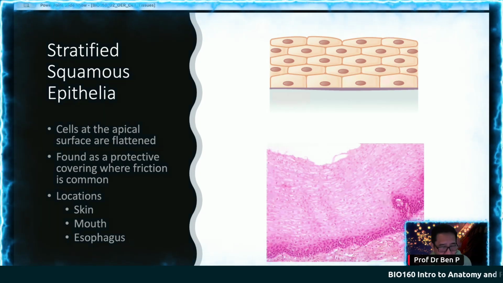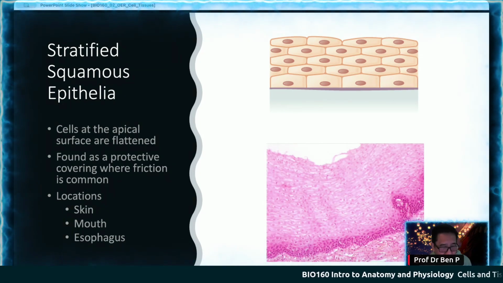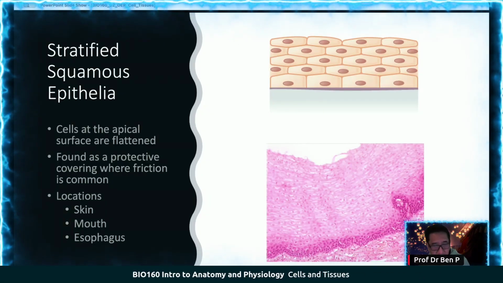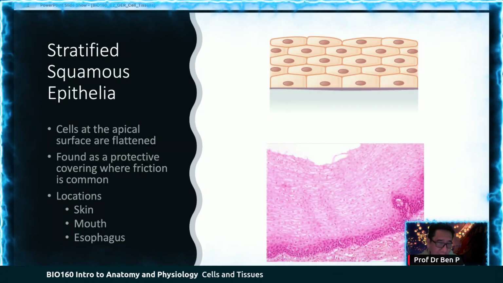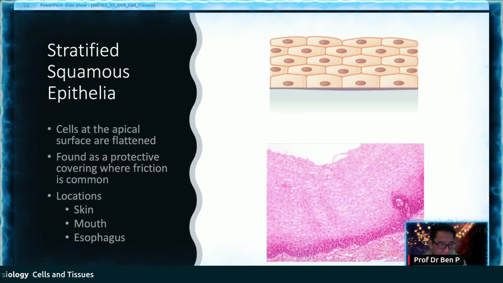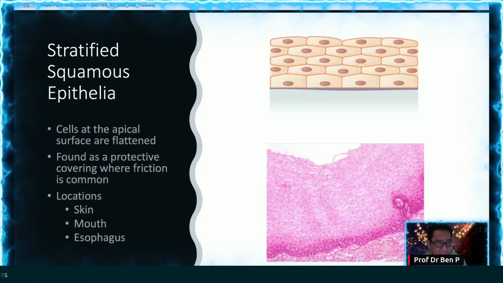Stratified squamous, this is usually on your skin, right? Your mouth, your skin, your esophagus, where you have many layers to protect from the outside environment, including when you breathe and eat. You want many layers in your throat.